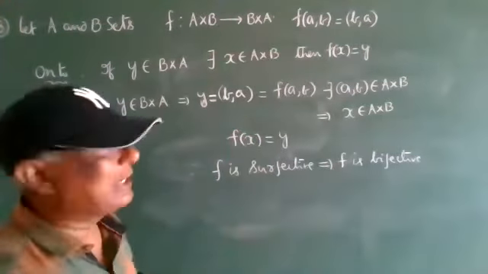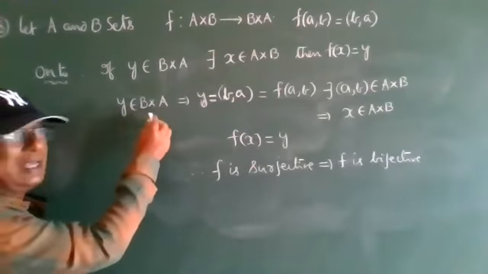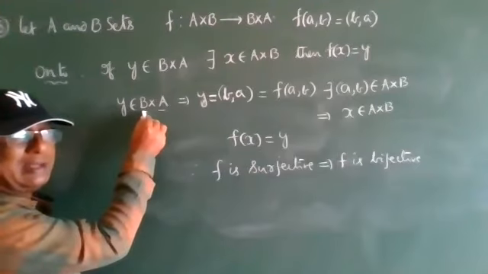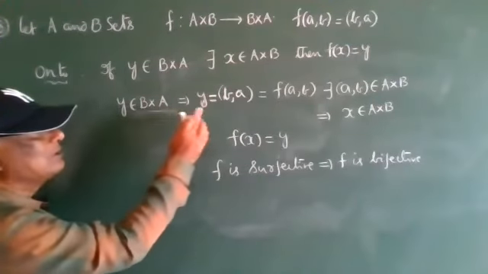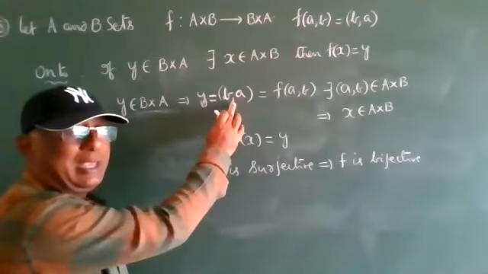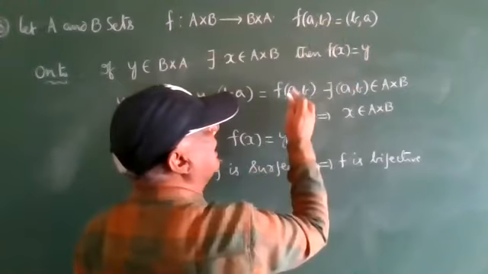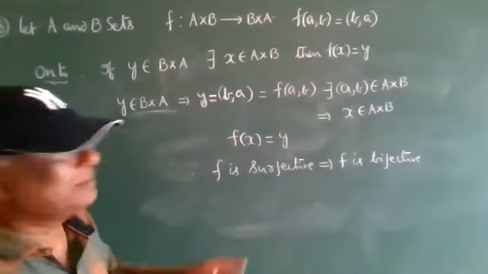Understand? Once again, see: y is an element of B cross A. The Cartesian product B cross A means the B element is first and the A element is second. So the B element is first, the second element is A. What is the definition of B cross A? It is f of A cross B.